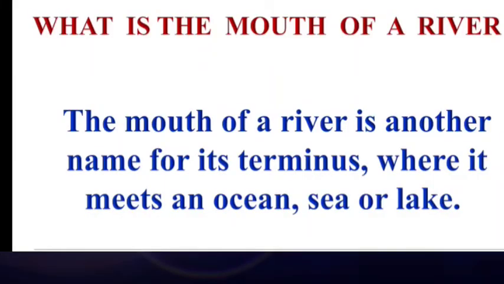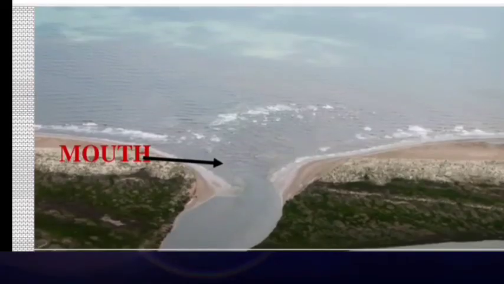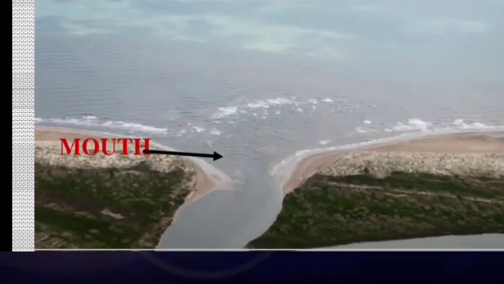What is the mouth of a river? The mouth of a river is another name for its terminus, where it meets an ocean or sea or lake. If you see delta areas, you can observe this. Mouth means the ending part of the river. See this picture? Yes, it is.